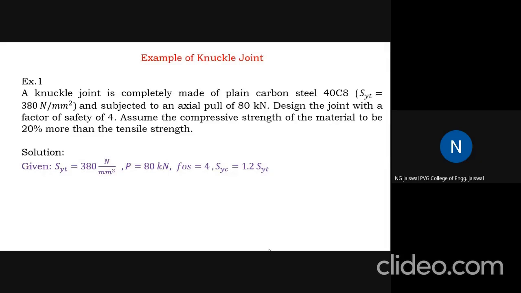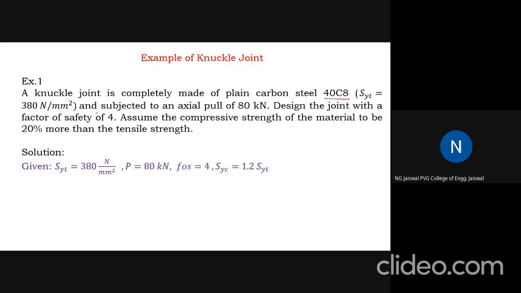Today our problem is knuckle joint is to be designed. So statement of problem is knuckle joint is completely made of plain carbon steel 40C8. 40C8 means 0.4% carbon and 0.8% manganese. This sometimes is asked in oral examination, and you also should know this. 40C8.